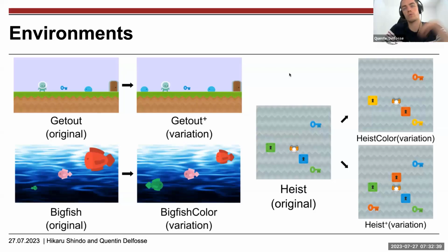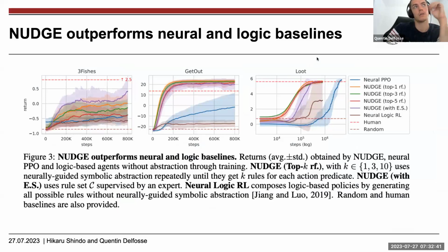And so if we go to the results, here you can see different approaches. First, we have our baseline, the neural PPO agent that is used to find performance, but also for finding which rule is a good rule or not. So we use the neural guidance from this PPO critic in order to find a suitable set of rules. And then we compare different NUDGE agents where we refine all the time the set of rules that we have. So we discard rules that were pre-selected.